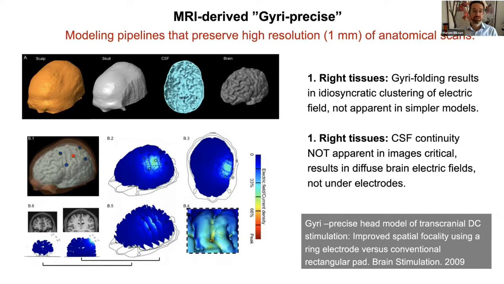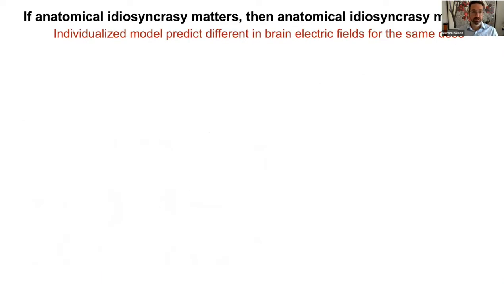So in this case, I would say there is a difference, and there is a reason not to always use spheres. And there is value in gyri-precise and anatomically precise models. And so if individual anatomical detail matters, then you would also argue, well, then different people should be different. Someone with a very large head and not a lot of folds in their cortex versus someone with a small head and a large gap between the brain and the CSF. The same dose that we apply on the outside could produce different electric fields inside the head.